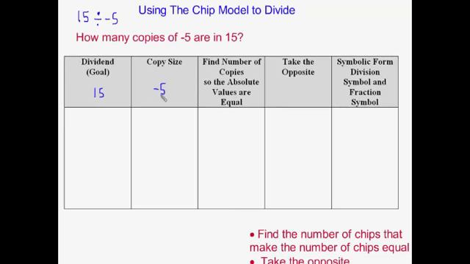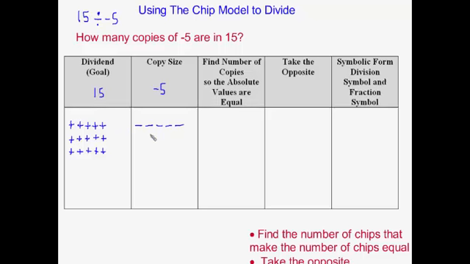I'll start by looking at my copy size. My copy size is 5, but it's negative 5, so I would use 5 negative chips. So I'm going to use the idea that I'm dividing by 5 to tell me that when I write my 15 positive chips, I'm going to organize them in rows of 5, but they are indeed positive, so I'd have my first row of 5 positive chips. There's 5, and then if I had another row of 5 positive chips, 6, 7, 8, 9, 10, and finally a third row would give me 11, 12, 13, 14, 15.